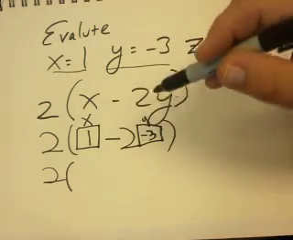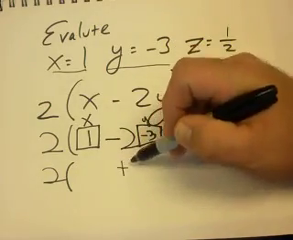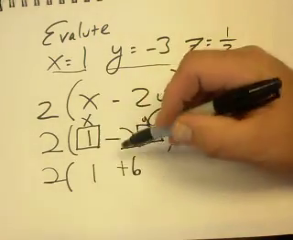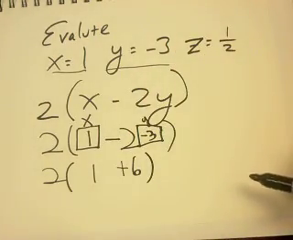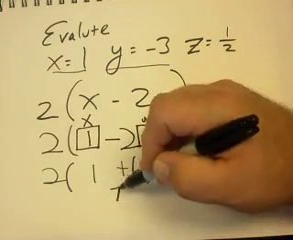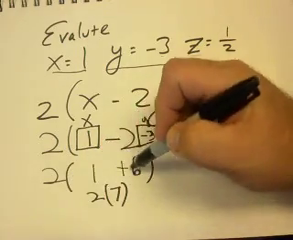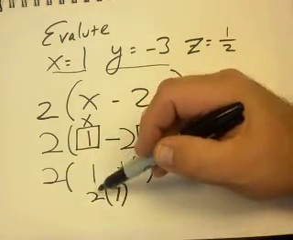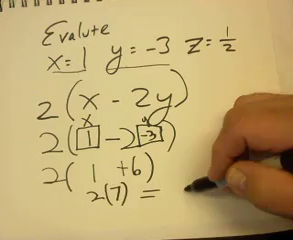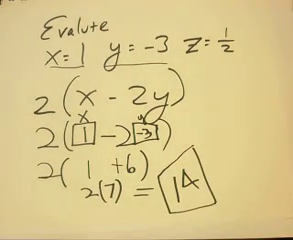If the signs are the same when you're multiplying, you're going to get a positive result. So 2 times 3 is a positive 6. I bring down my 1, close off the parentheses. So then I've got 1 plus 6 is 7. Bring down my 2. So 6 plus 1 is 7, multiplied by 2. 2 times 7 is 14. And that's the answer to that problem.